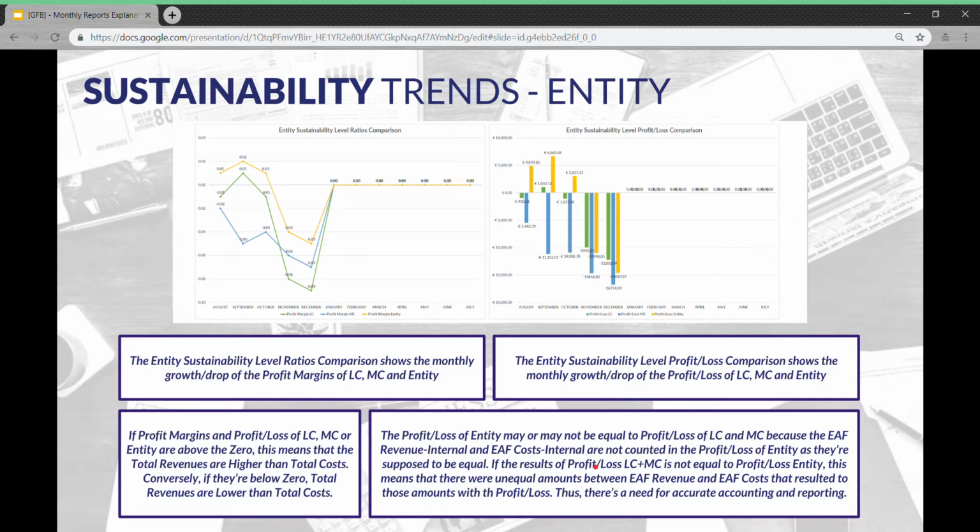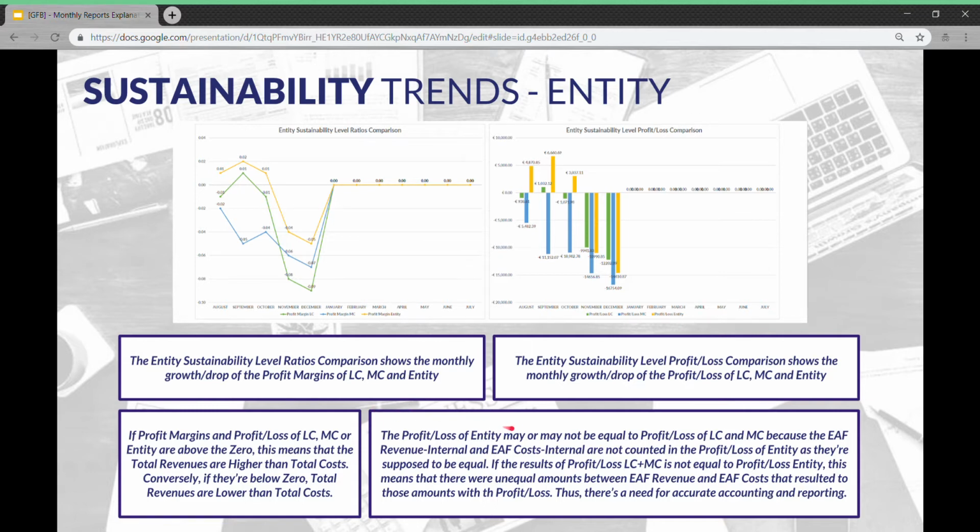Now for entity sustainability level ratios, comparison shows the monthly growth and drop of profit margins of LC and MC entity. Meanwhile, the profit loss is also quite similar. So as you can see, this is the main difference. If profit margins and profit loss of LC, MC, and entity are above 0, that means the total revenues is higher than total cost. Conversely, if it's below 0, that means total revenues is lower than total cost.